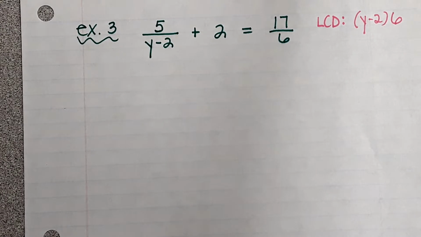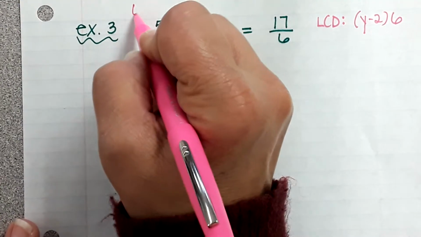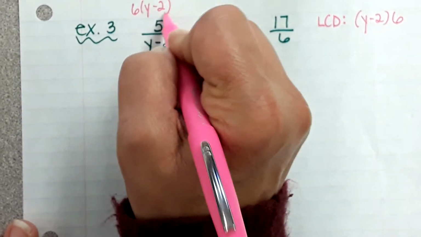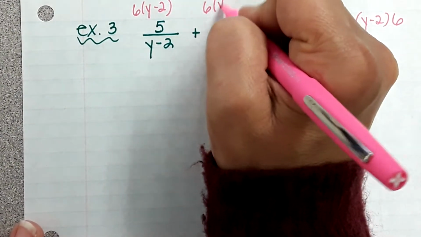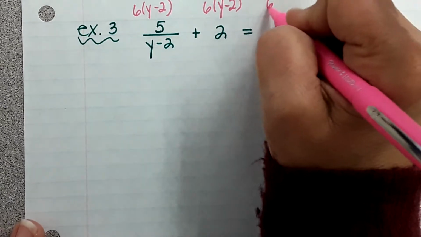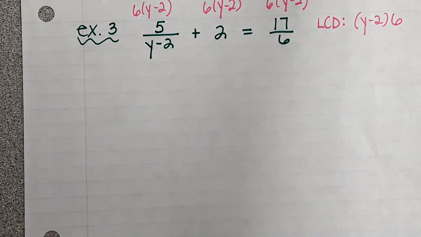Remember, if you're in 8.2, you need to factor everything. We have one that we're going to factor. Now, what am I going to multiply each term by in this equation? 6 times y minus 2. Anytime you go to multiply, always put your number in front of the parentheses. This is different than 8.2 because this has an equal sign. You can't do this in 8.2 because it doesn't have an equal sign.